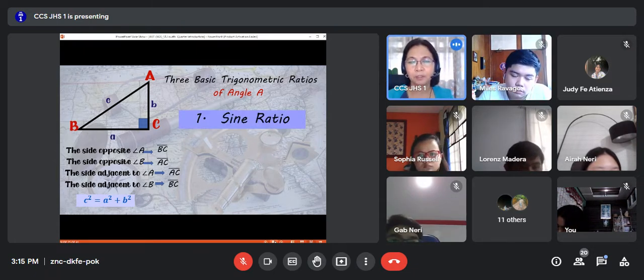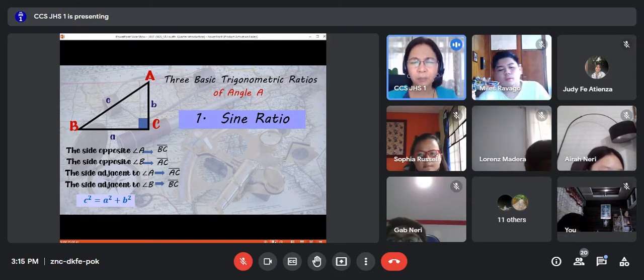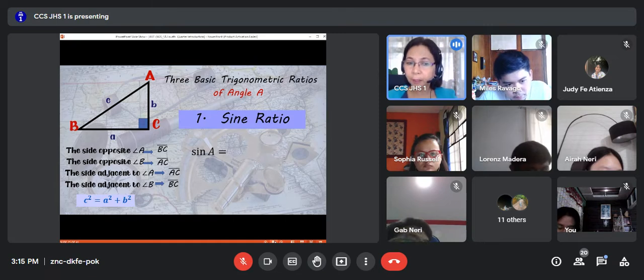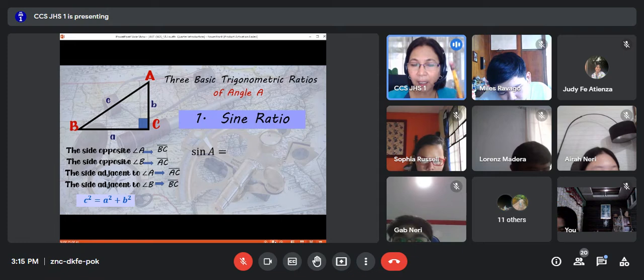Okay? So the first basic trigo ratio is known as the sine ratio. What is a sine ratio? It is the ratio denoted by sin A. Take note of the symbol: small letters s-i-n, and then capital letter A. Sin, space, capital letter A. That is your symbol for the sine of angle A.